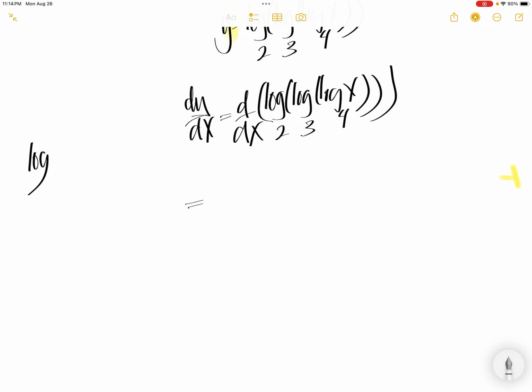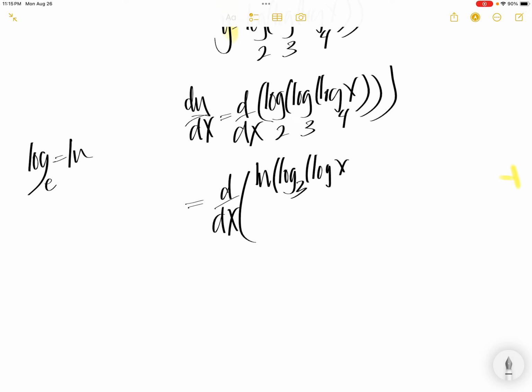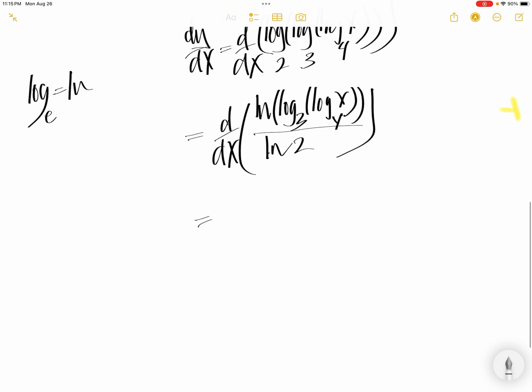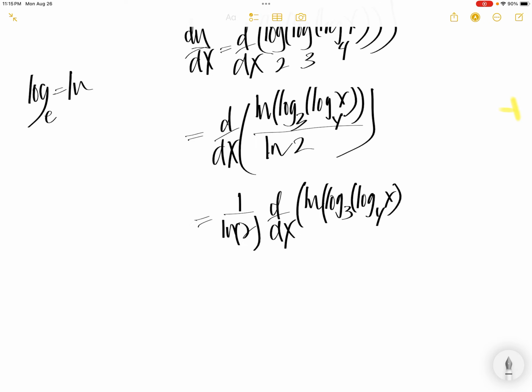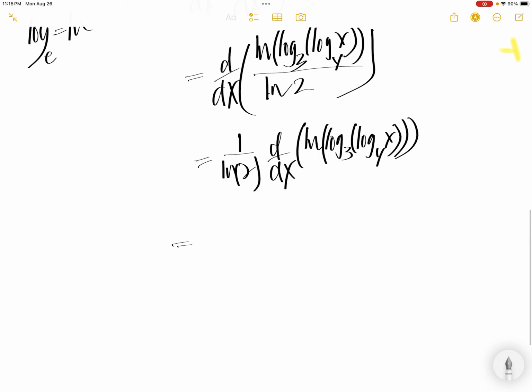This log here is base 2. So I'm going to write this log to the base e as ln. Before we can take the derivative, we need to convert the log to the base 2 to ln. So that is equal to d/dx of ln of log to the base 3 of log to the base 4, divided by ln 2. The constant 1 over ln 2 comes out of the derivative, then you have ln of log to the base 3 of log to the base 4.